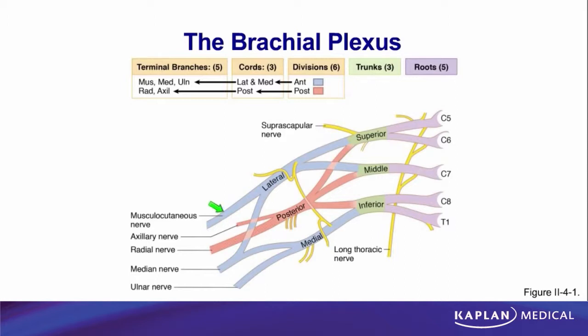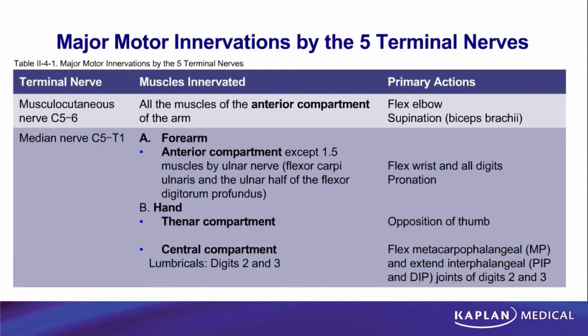We'll start with the anterior division nerves, musculocutaneous, median, and ulnar. So we have 3 anterior division nerves. We have three anterior compartments in the upper limb: an anterior compartment of the arm, an anterior compartment of the forearm, and an anterior compartment of the hand. So we have three anterior division nerves, three anterior compartments of muscles. So this probably will be fairly easy, right? Let's take a look. First, we have the musculocutaneous nerve.